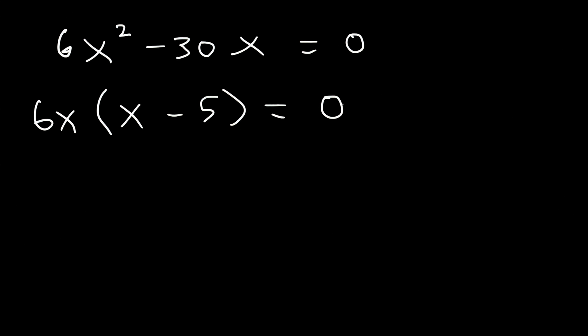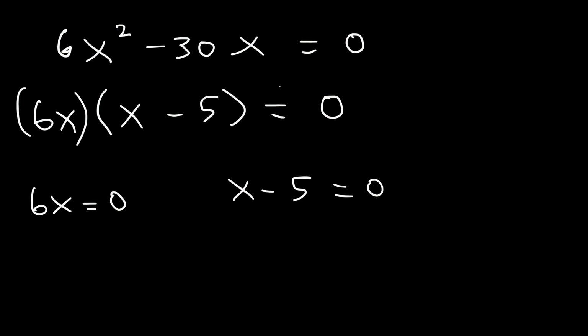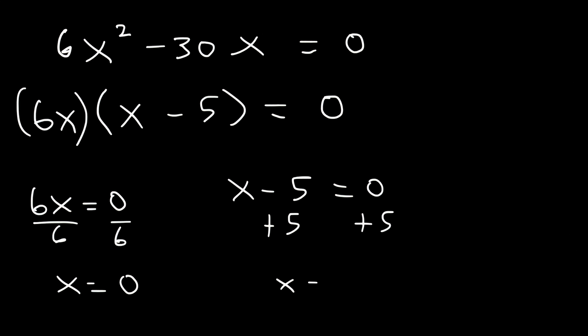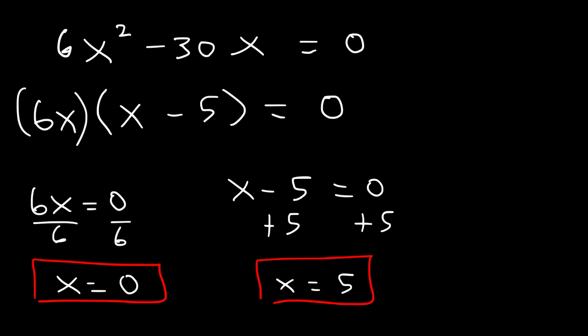So now we can use the zero product property rule. 0 times anything is 0. Therefore, if 6x is equal to 0, the whole thing is 0. Or if x minus 5 is equal to 0, this equation will be true. Now solving for x, we can see that x is equal to 0. 0 divided by anything is 0. And in the other equation, if we add 5, we can see that x is equal to 5. So that's how you can solve an equation by factoring.